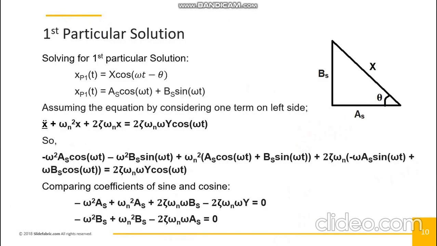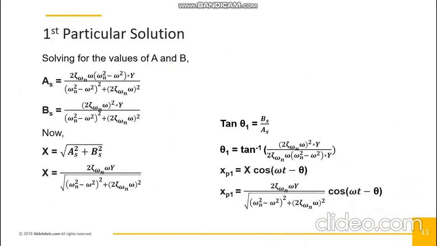Now I will find the first particular solution. For solving the first particular solution, I have assumed a solution of the form x cos(omega t minus theta). I can also write this equation in this form by using this triangular relationship. Then I will only assume one term on the left hand side and plug the value of x into this equation. So I have this equation. Then I have compared the coefficients of sine and cosine to find the values of the constants As and Bs. In the next slide I have calculated the values of As and Bs, as you can see here.